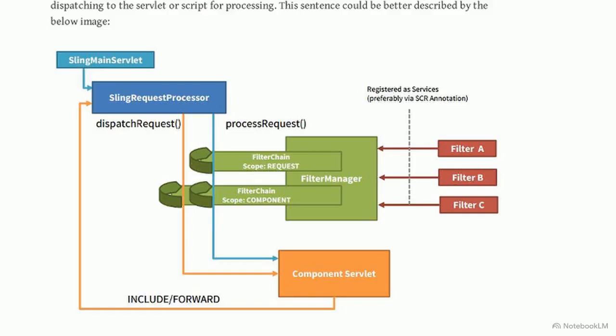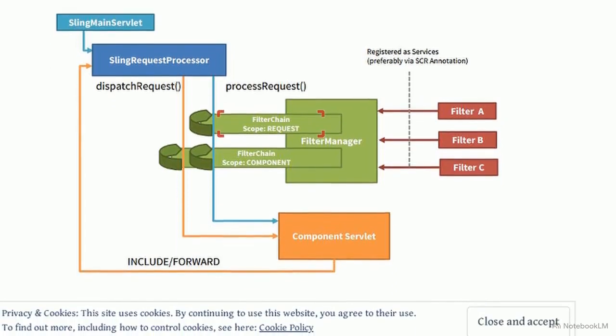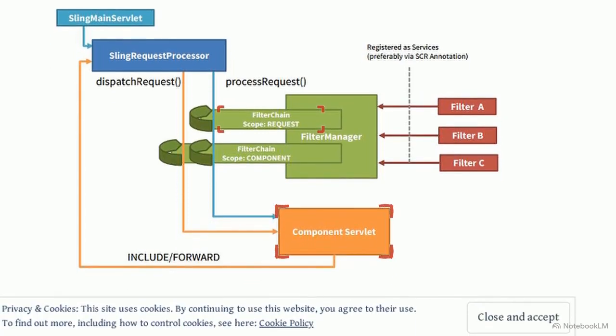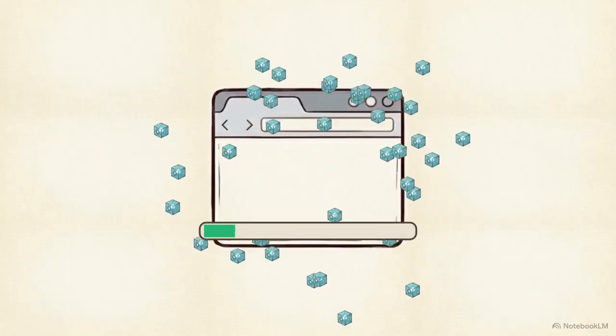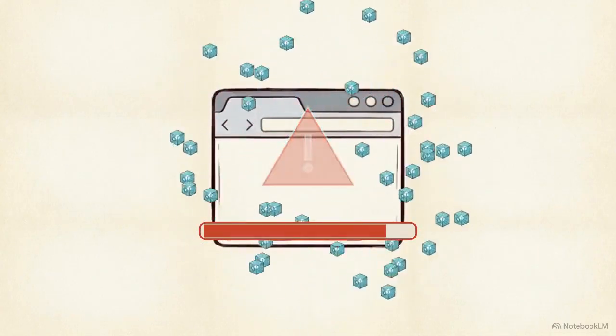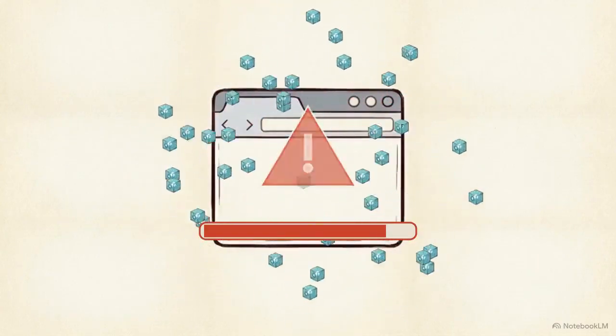error. Following the orange arrows, the request flows entirely through the request scope chain first, before reaching the targeted component servlet. Placing a filter in the wrong chain can cause it to fire for every internal subrequest, which adds unnecessary overhead to every page load.